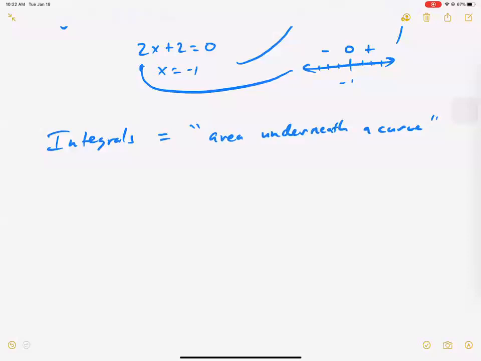Okay? The more accurate definition of it is what we call cumulative change. And that's the big one. Cumulative change, it sounds really fancy, but cumulative means additive. Okay, it's additive. And change is, of course, the difference between one spot and another. So we're adding all our changes together. That's what an integral really does for us. It gives us a cumulative change.